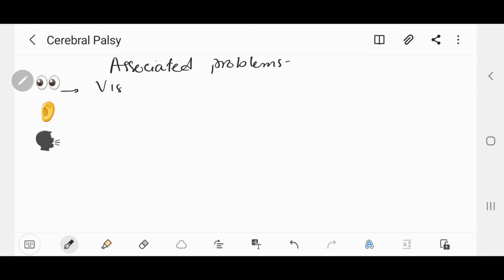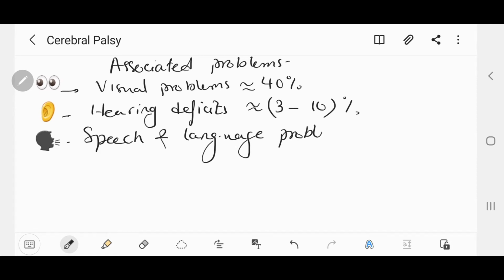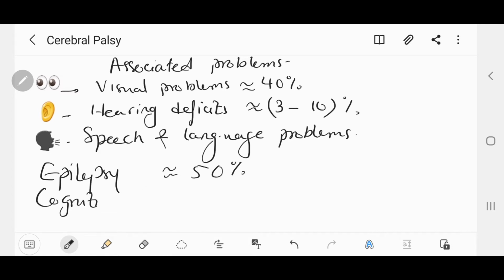Now, for the associated disorders, visual problems are associated in approximately 40% of CP patients. For example, strabismus, refractive errors, visual field defects, and cortical visual impairment. Hearing defects are also present in 3 to 10% of CP patients. Speech and language problems, epilepsy in approximately 50% of patients, and cognitive impairments, including intellectual disability, learning problems, and perceptual difficulties, which are common.